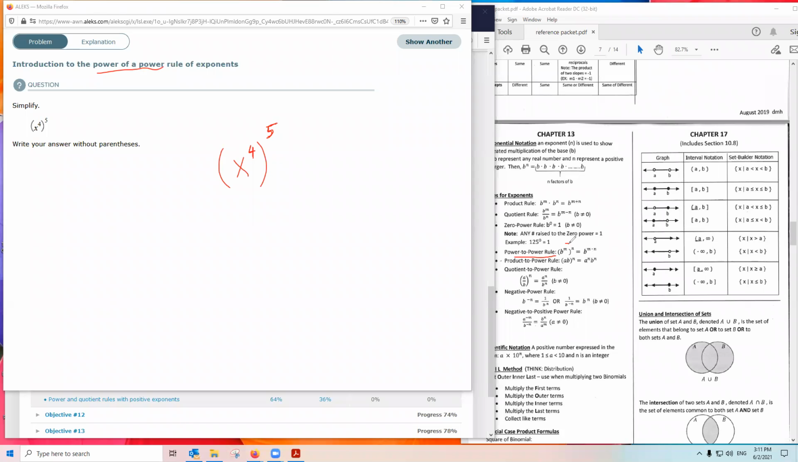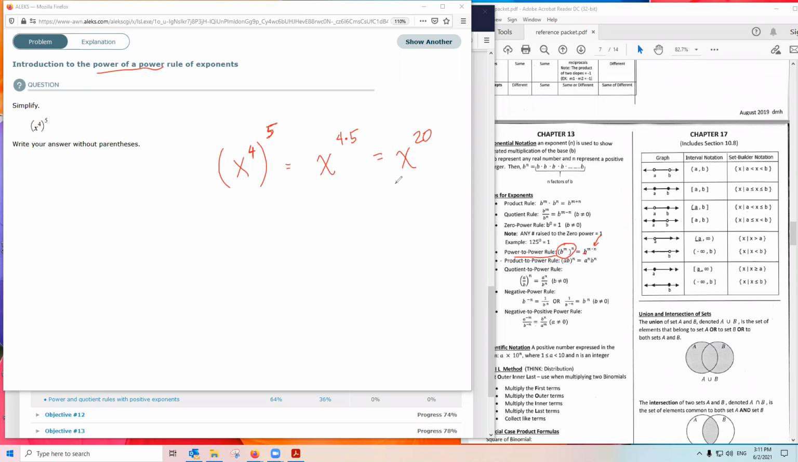Well, notice what it says here. It says if you have one exponent being raised to another exponent, you keep the base the same, but now you multiply the exponents together. So for this one, I'm going to keep the base as x, but now I multiply the exponents together. 4 times 5 is 20.